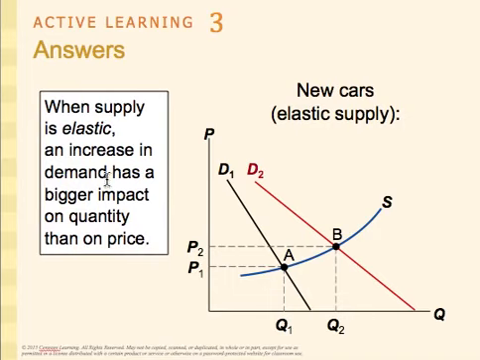When supply is elastic, like in new cars, we have a much more flat supply curve. Demand's going to increase just like it did before. These are identical demand curves. When supply is elastic, an increase in the demand has a bigger impact on quantity than on price. Because there's a higher supply, price doesn't go up a whole lot, but you see a big jump in quantity. So there's more elasticity in new cars than there is in limited beachfront property.